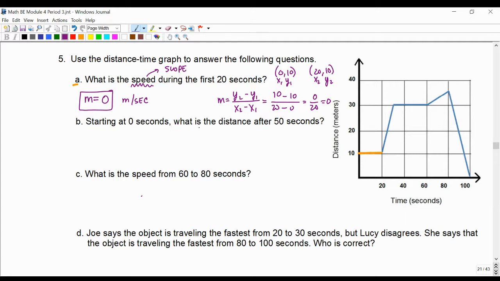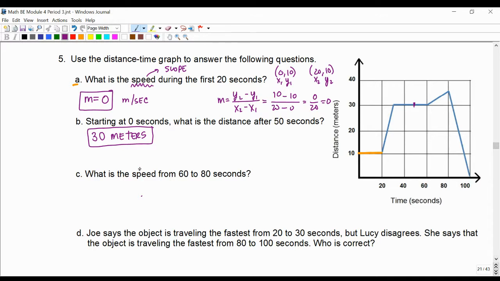Starting at 0 seconds, what is the distance after 50 seconds? So 50 seconds, we're going to find where's 50 on the x-axis, and then we're going to go up. And we then follow over on the y-axis. So here's where 50 is, and 50 corresponds to a distance of 30 meters. So that was not about slope or speed. That was just about reading the graph for distance.